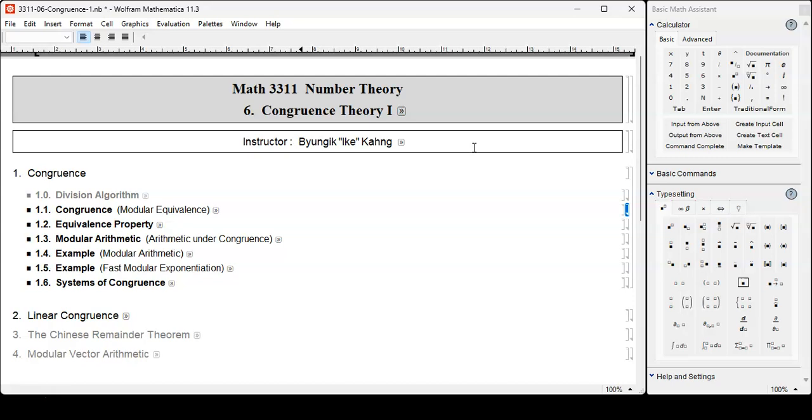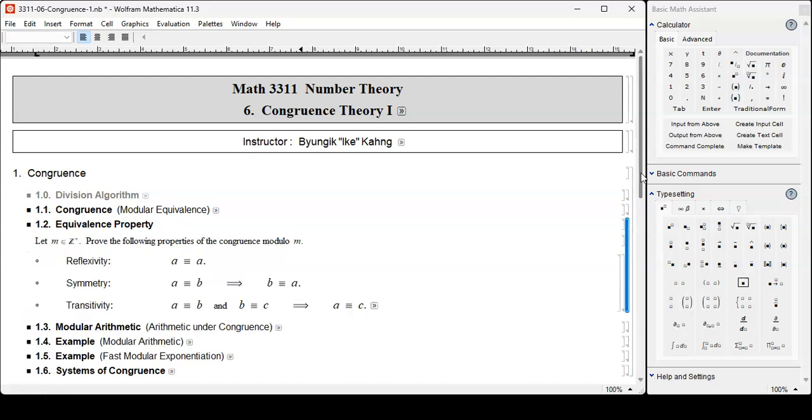Now let's expand that idea just a little bit. Same remainder, what do you mean by that? Well, the best way to describe that is to set up and prove the equivalence property of the congruence. The congruence is actually an equivalence relation. It satisfies reflexivity, symmetry, and transitivity. Any integer a is congruent to itself. If a is congruent to b, then b is congruent to a. If a is congruent to b and b is congruent to c, then a is congruent to c.